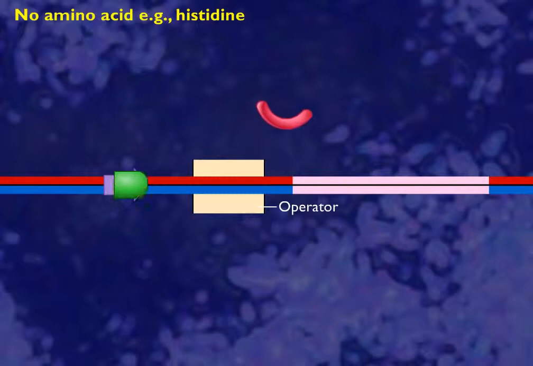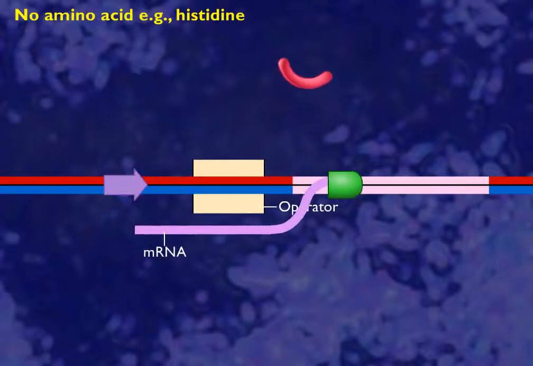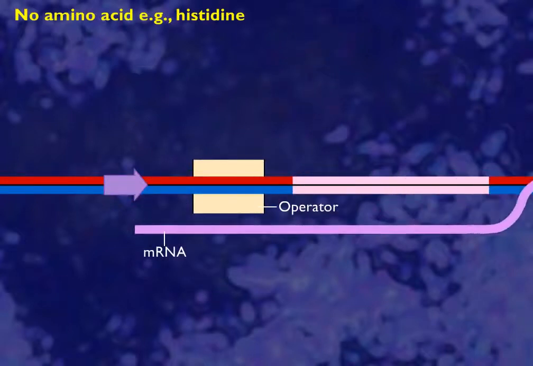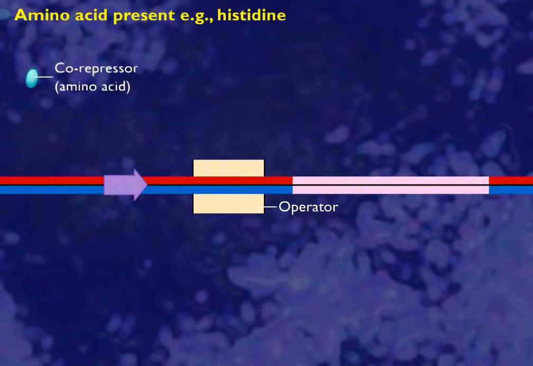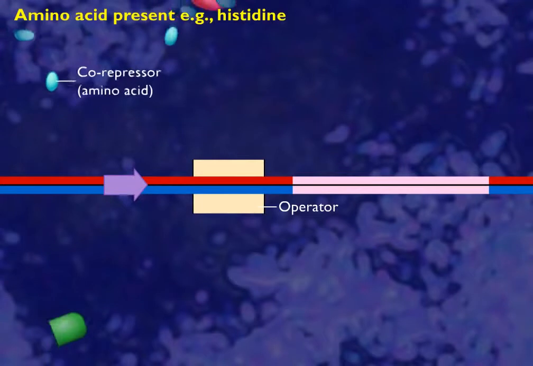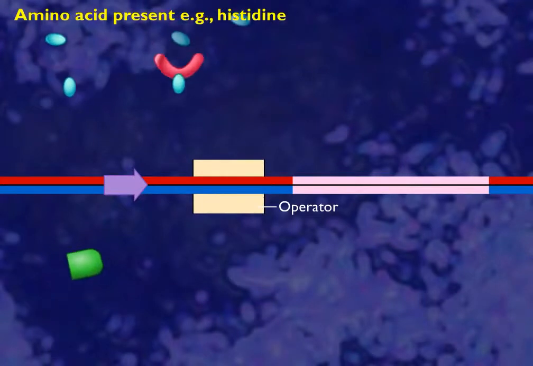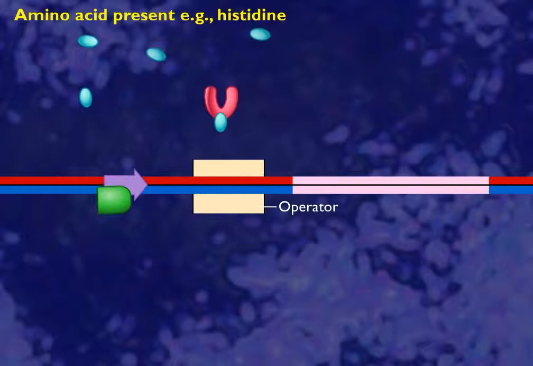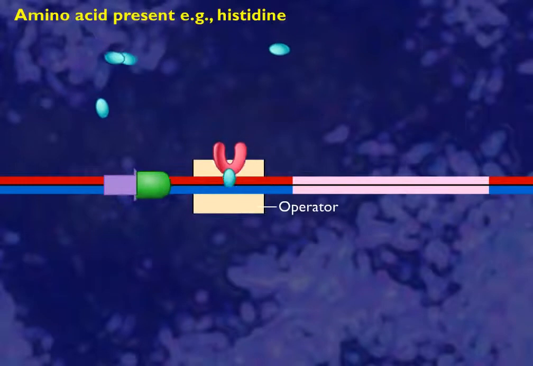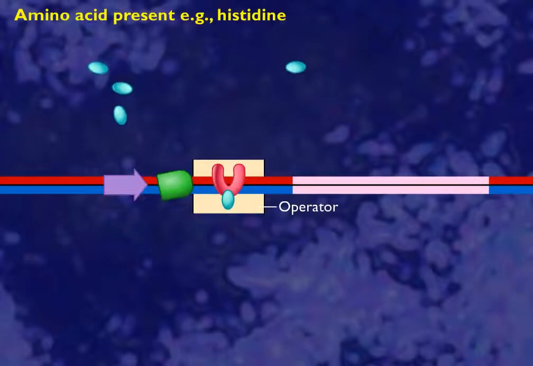When the amino acid is added to the medium, it enters the cell, reacts with the repressor, and activates it so that the repressor now binds to the operator site on the DNA and turns off the pathway by blocking RNA polymerase and preventing messenger RNA synthesis.